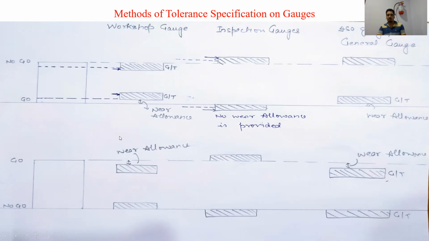So this same condition will take place in the snap gauge or ring gauge. This is the diagram which shows you the snap gauge or ring gauge. This is go, this is the upper limit of the shaft, and this is the lower limit of the shaft. This is no go and this is go. So this is how the wear allowance is provided below the go part, wear allowance is also provided on go part, and then gauge tolerance, and on the no go part only gauge tolerance is provided.